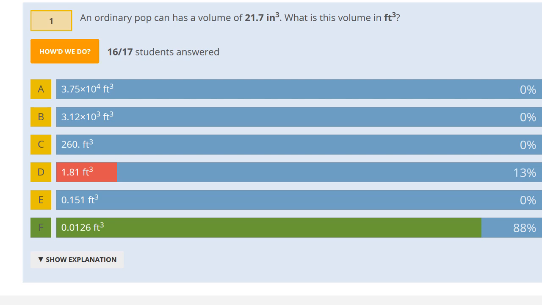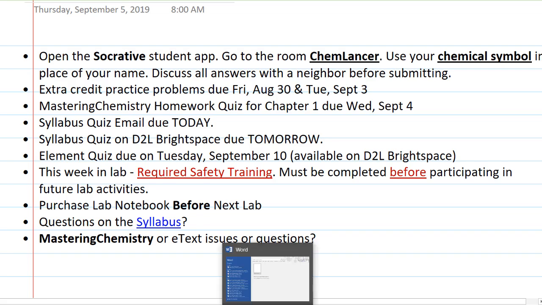All right, we come back to our reminders. It's all up here: extra credit practice problems, math and chemistry. Your syllabus quiz email is due today. The portion on D2L Brightspace is due tomorrow. Your element quiz. Oh, we should probably talk about that.